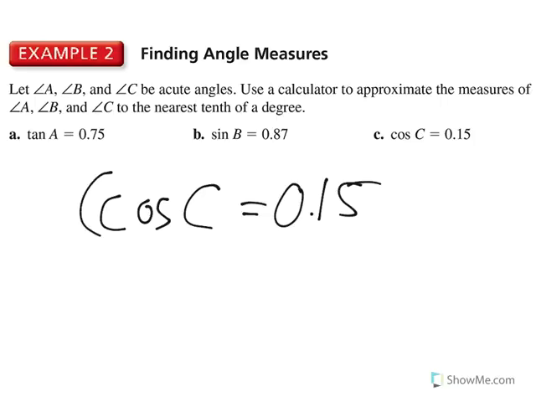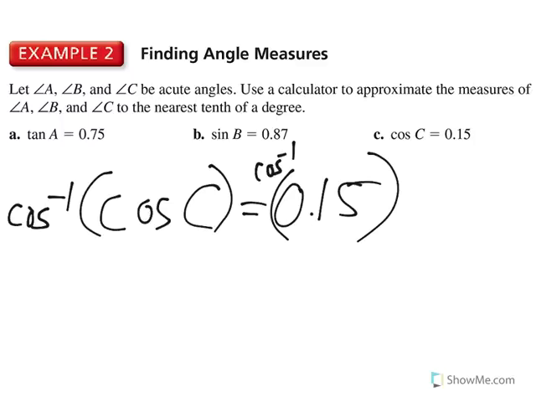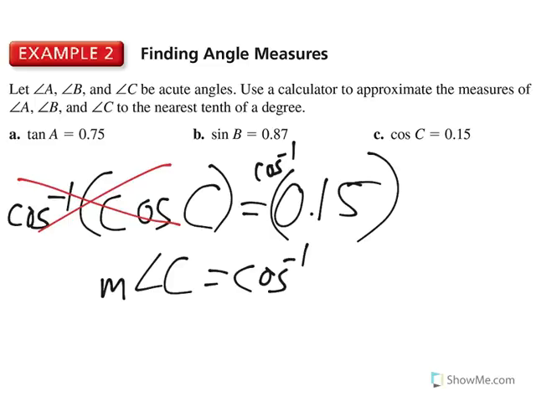So I need to take the inverse of both sides in order to get rid of my cosine there. So inverse cosine. And on this side too, I'm going to do inverse cosine. My cosine and inverse cosine cancel each other out. So I get the measure of angle C is equal to inverse cosine of 0.15. When I put that in my calculator, I'm going to get my degree measure.